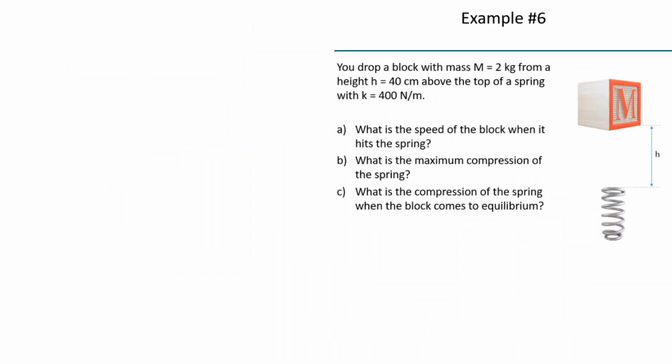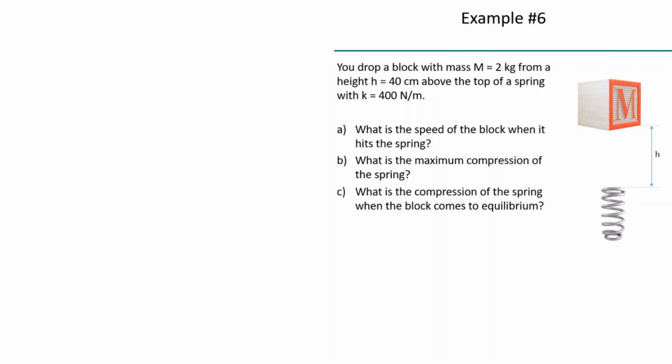Okay, let's do an example. You drop a block with a mass m equals 2 kilograms from a height h equals 40 centimeters above the top of a spring with a spring constant k equals 400 newtons per meter. We want to find the speed of the block when it hits the spring, the maximum compression of the spring, and then we want to find what the compression of the spring is when the block comes to equilibrium.